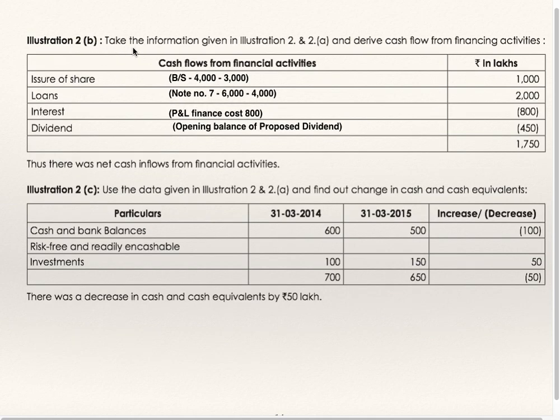Illustration 2b. Take the information given in illustration 2 and 2a and derive cash flow from financing activities. Issue of shares. If you see the balance sheet, closing capital is 4000, opening capital is 3000. That means there is issue of capital 1000. This is inflow, so positive. Loans, refer note number 7. Closing loans 6000, opening loans 4000. That means this amount has been borrowed, so inflow of cash 2000 positive.